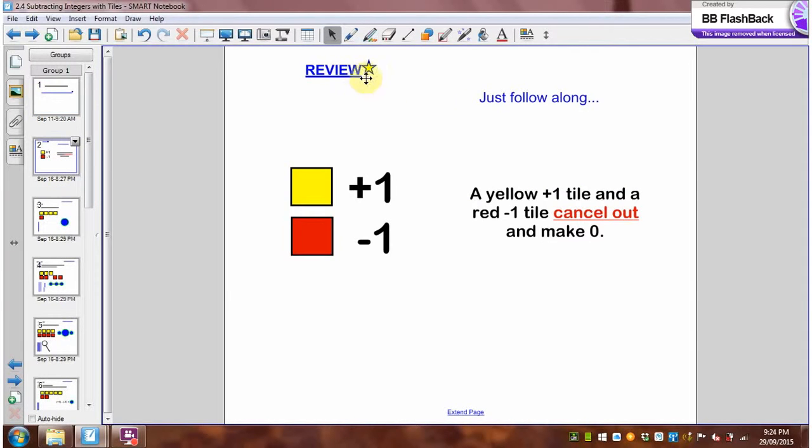So just a quick review, follow along. Remember that when we have a yellow tile, that represents a positive 1, and the red tile represents a negative 1. If you have the two of them together, they cancel out and make 0. We're going to be using that today, so just a little reminder of that.